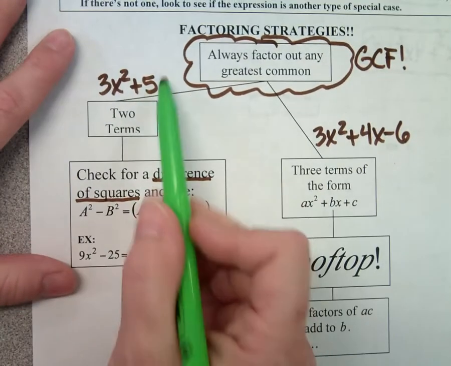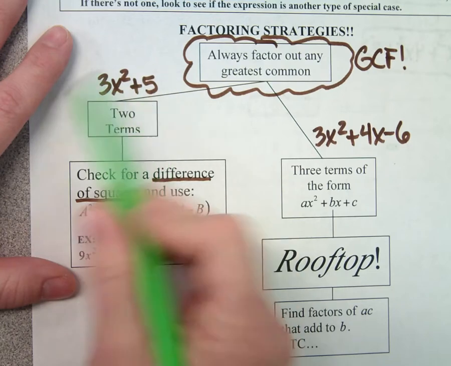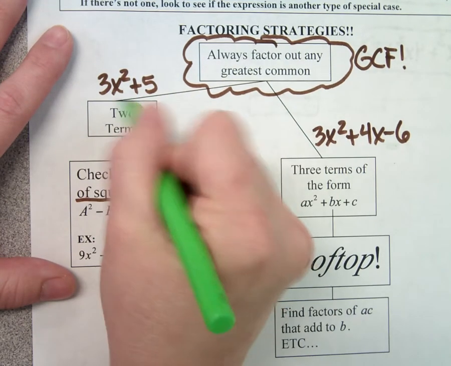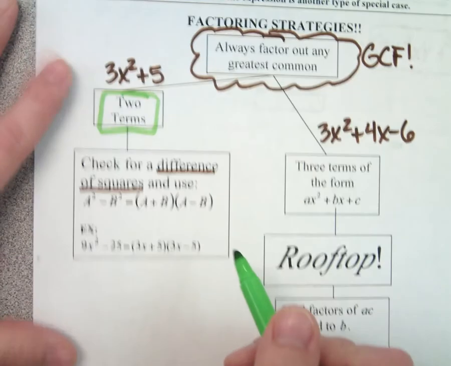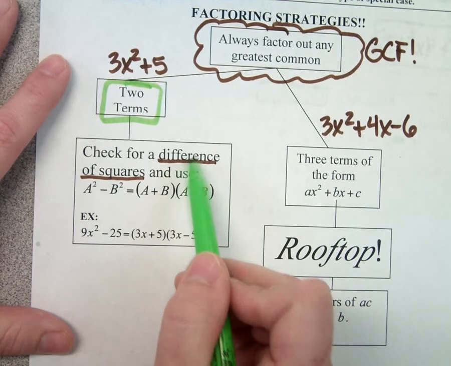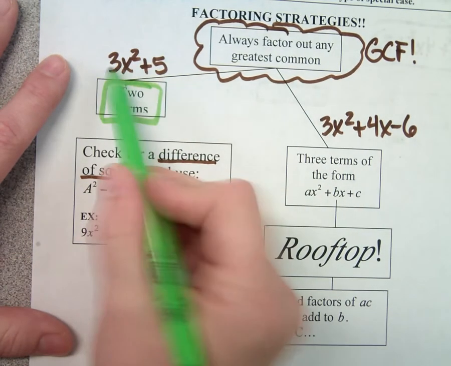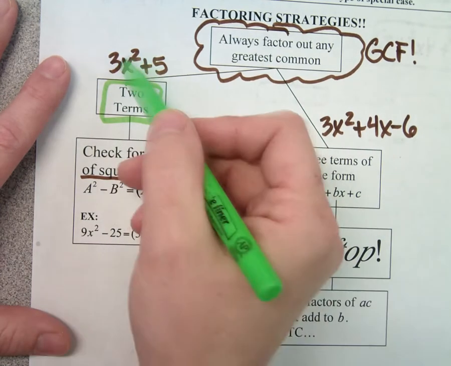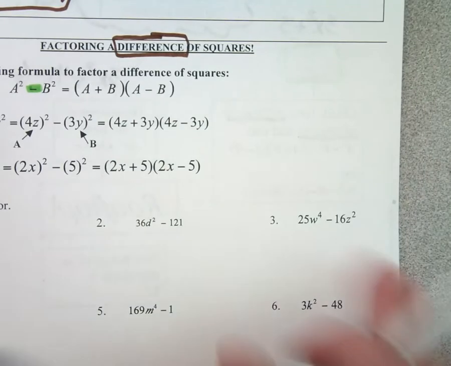So like when I wrote this down earlier as an example, there's no way this can be a difference of squares because it's a plus, not a minus. So if we ever have a problem that has two terms, what we want to check to see is if it's a difference of squares. This one I wrote up here, there's no way it could be a difference of squares. And if it's not a difference of squares, more than likely there's nothing I can do to it if there's no GCF. Okay, and then your perfect squares.